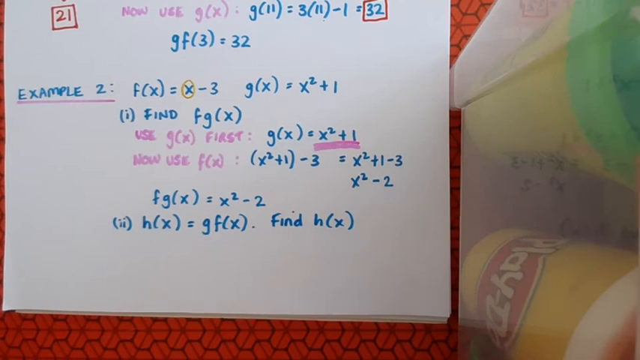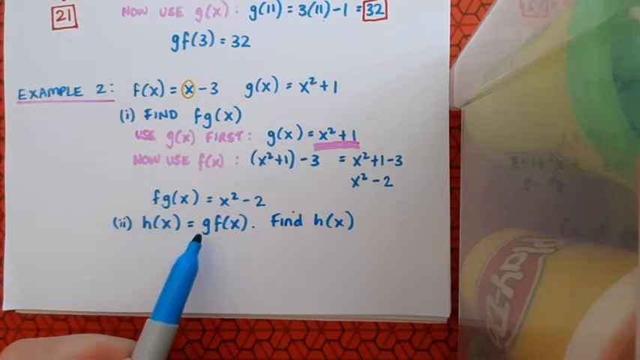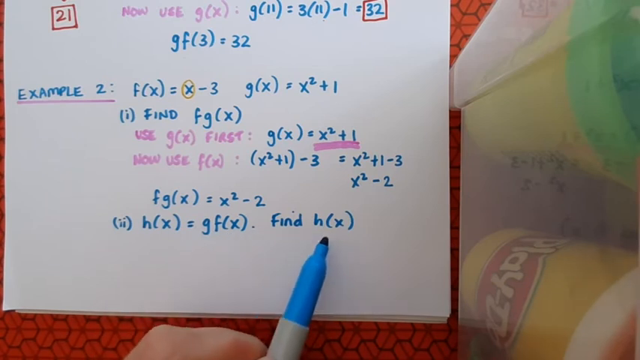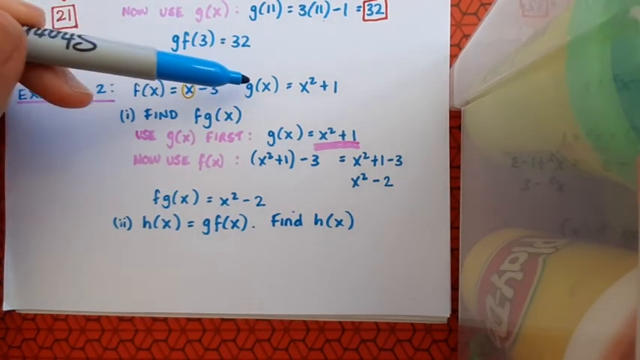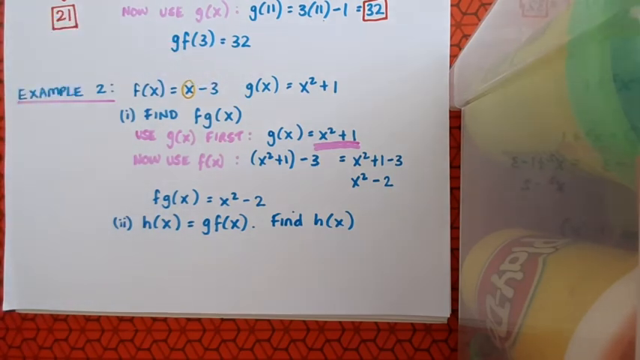In part 2, I'm told that h of x equals g after f of x, and I want to find h of x. Now, I've got f of x, and I've got g of x, so what is this h of x? Well, h of x is just the result that I get when I use g after f of x. So really, h of x is just another name for g after f of x. So what I want to do in this question is find g after f of x, and then whatever result I get at the end, I just want to call it h of x.